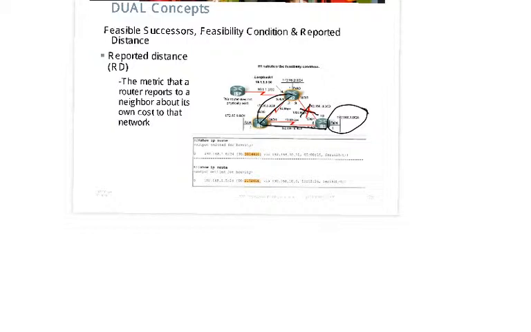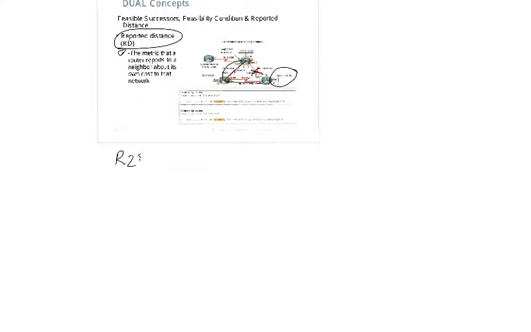So in order for us to do that, we have to calculate what we call the reported distance at R2, and the reported distance has to be less than or equal to the feasible distance. If that condition is fulfilled, then R1 is considered a feasible successor to R2. If this condition is not met, then R1 will not be considered as a feasible successor. Okay? Any question?